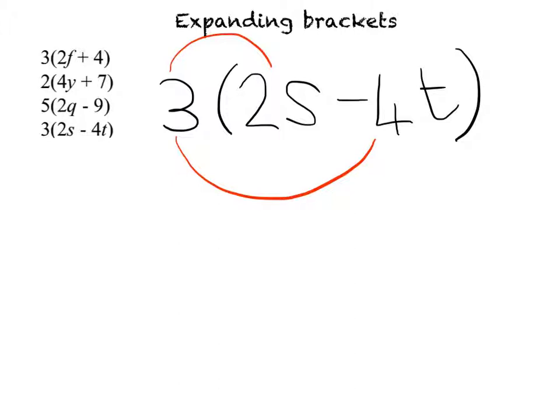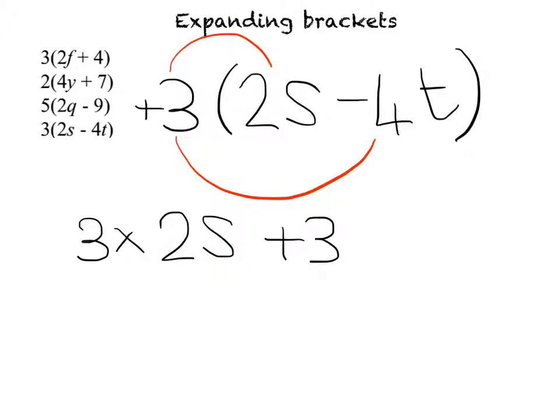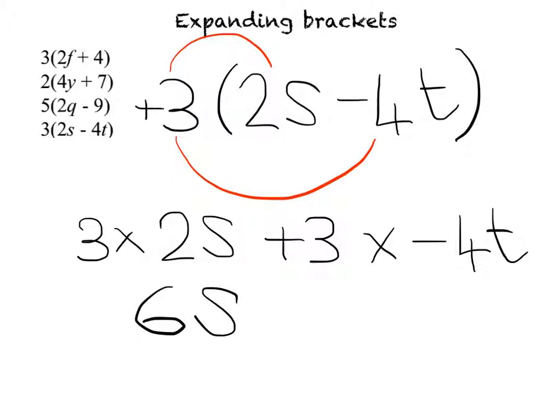So let's write that out the long way. We've got 3 times 2s, that's an s, not 5. Then, that's a plus 3 outside the brackets. So it's plus 3 times minus 4t. 3 times 2s gets me 6s. We've got something good happening to someone bad, so that is a bad thing. 3 times 4 is 12, so it's minus 12t.